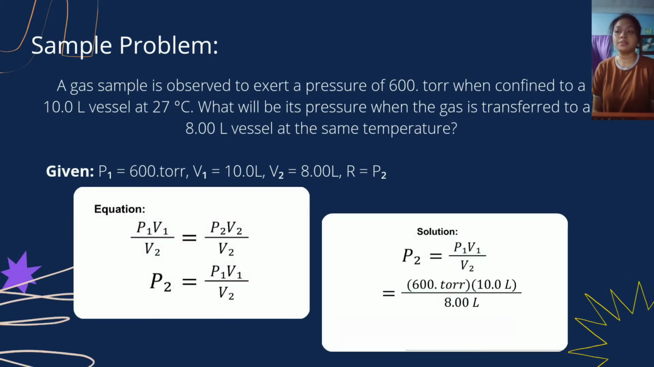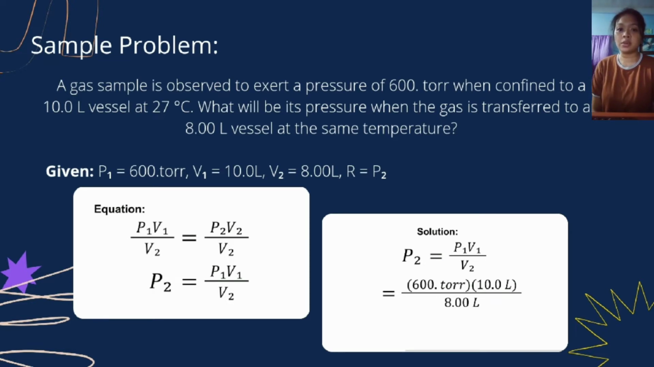Sample problem. A gas sample is observed to exert a pressure of 600 torr when confined to a 10-liter vessel at 27 degrees Celsius. What will be its pressure when the gas is transferred to an 8-liter vessel at the same temperature? Since we are looking for P2, the pressure 2, we are going to use the equation P2 equals P1 multiplied by V1 over V2.